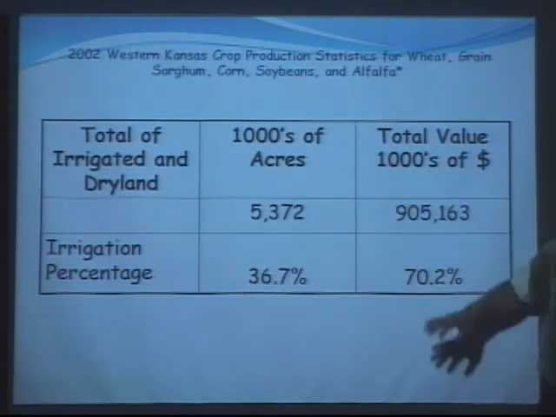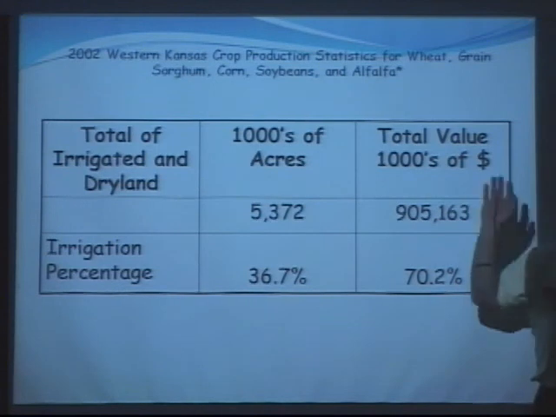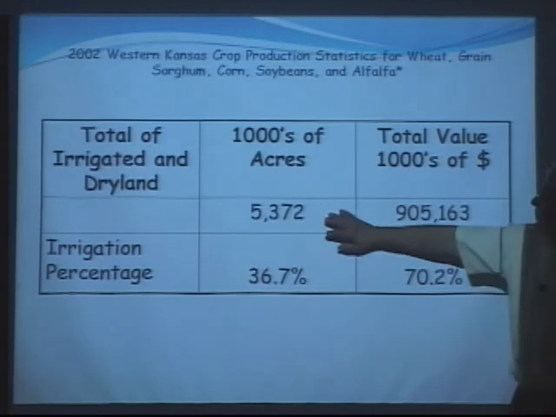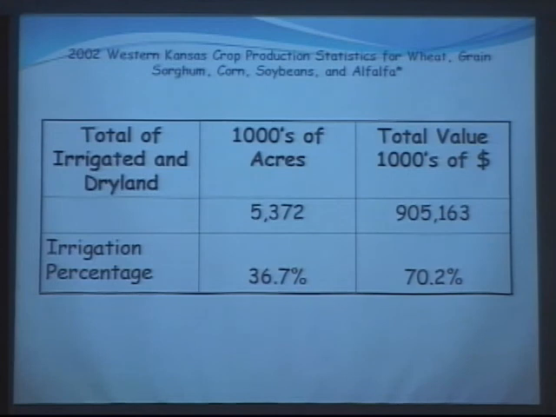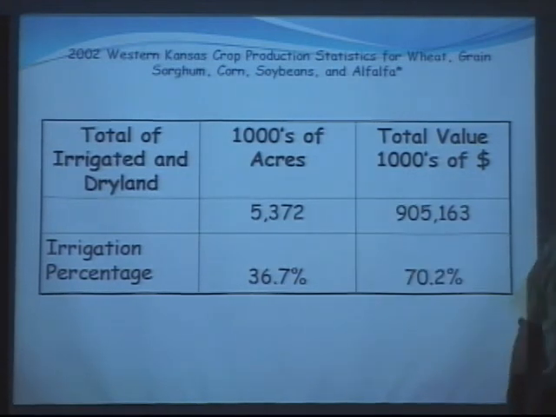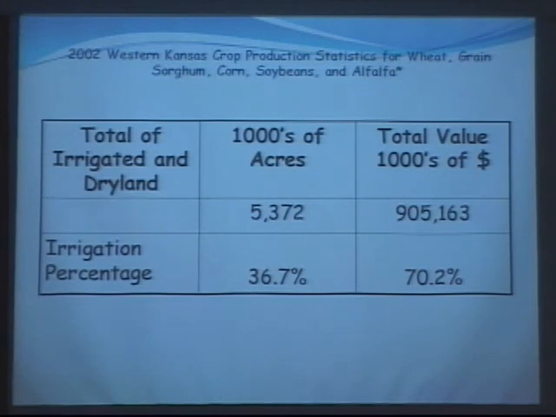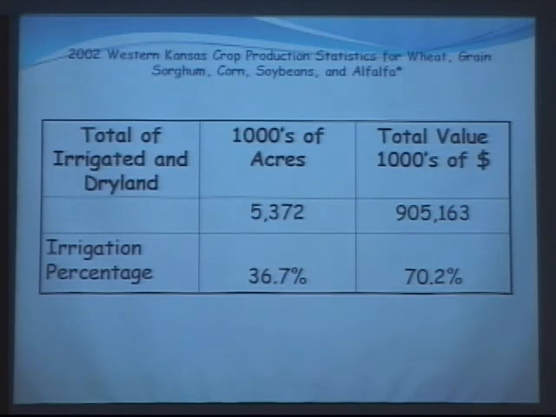Okay, this is 2002 data for western Kansas, so it'd probably be the 3 or 4 counties north and south all the way to Colorado, representing over 5 million acres of land. And of all of that land out there, about 37% is irrigated, but in terms of the economic value, the irrigated land produces 70% of the income. So being able to irrigate has a very substantial impact on the economy out there.